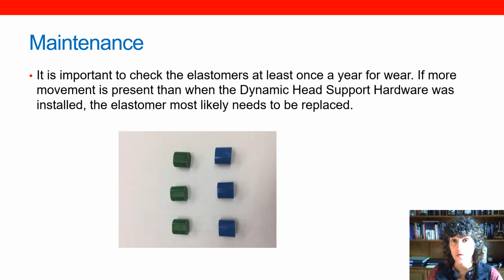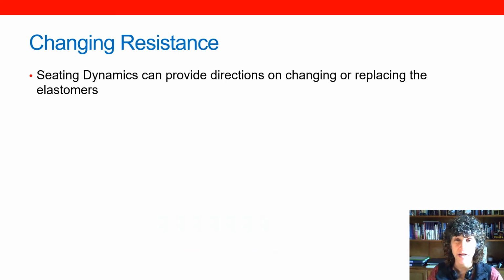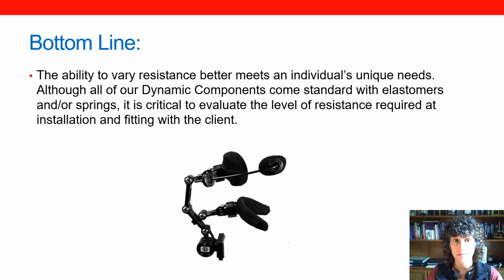It's important to check these elastomers at least once a year to make sure that there's not too much wear and tear that may indicate required replacement. If you notice the client is moving more readily, maybe further back in their head support hardware, that could indicate the need for replacement as well. And Seating Dynamics has instructions that they can provide to you on how to make this change.